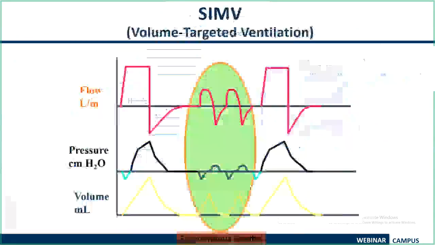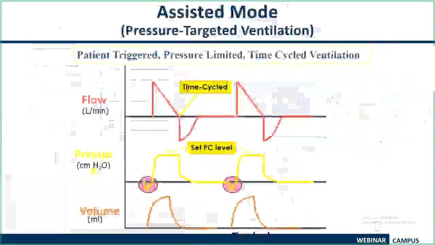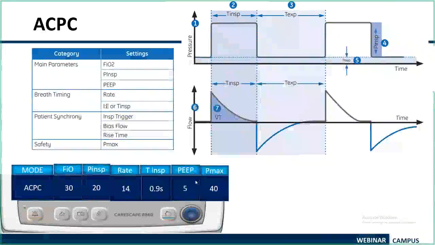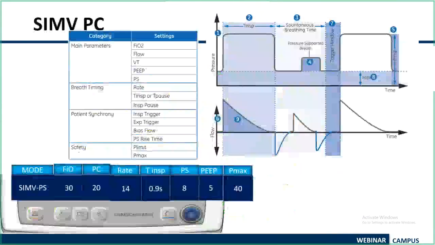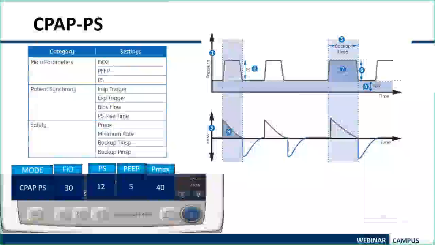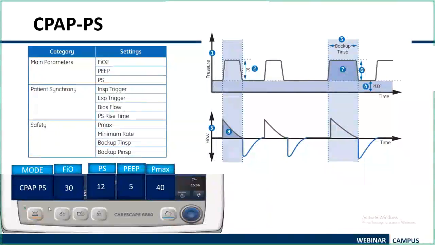What we usually do is, from this assist control mode, when the patient is completely comfortable, and your FiO2, PEEP and all are in an acceptable range, you go directly from AC assist control mode to the spontaneous mode. So what is this spontaneous mode? Here in the spontaneous mode, you have only a few adjustments. You adjust the FiO2, the pressure support, PEEP and the Pmax.